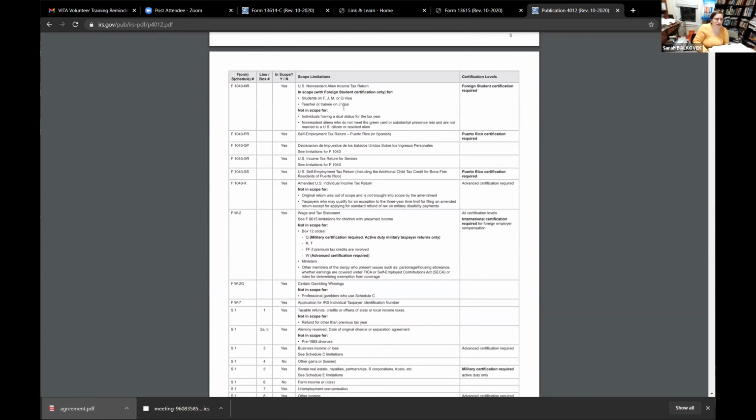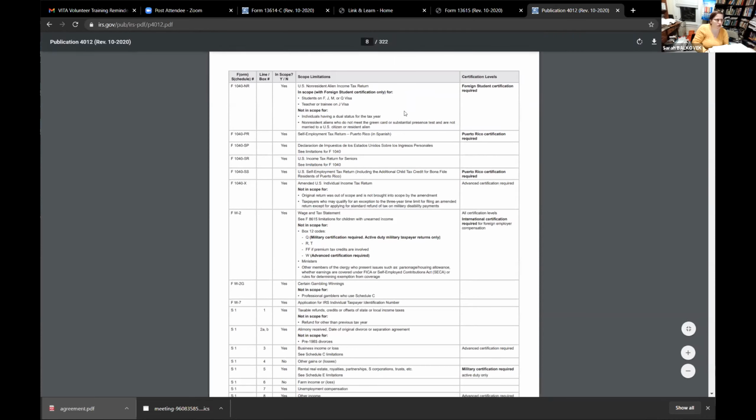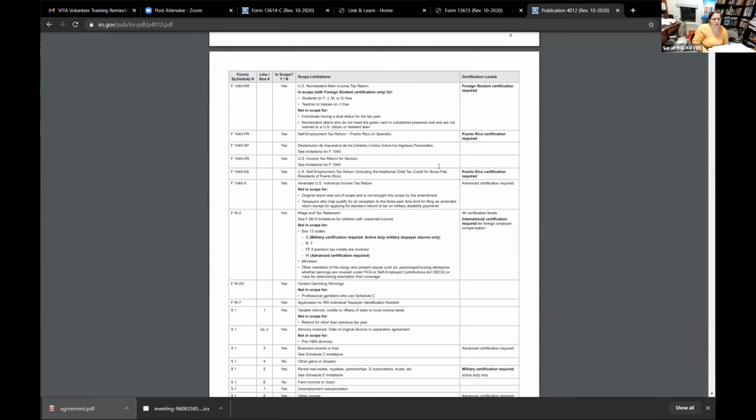We see non-resident aliens. Some people will have tax returns that do not have Social Security numbers on them. They have ITINs, and we do handle that, especially at Palomares and Moline. Puerto Rico returns: we don't get Puerto Rico returns here. And I'll show you in just a minute, we've got different levels of certification, so that would be very specific.